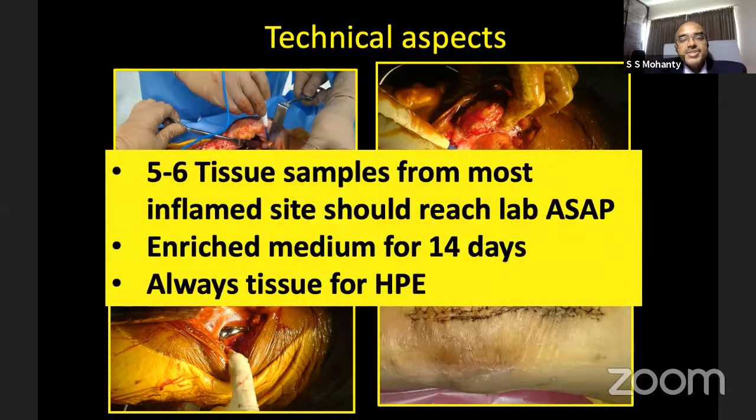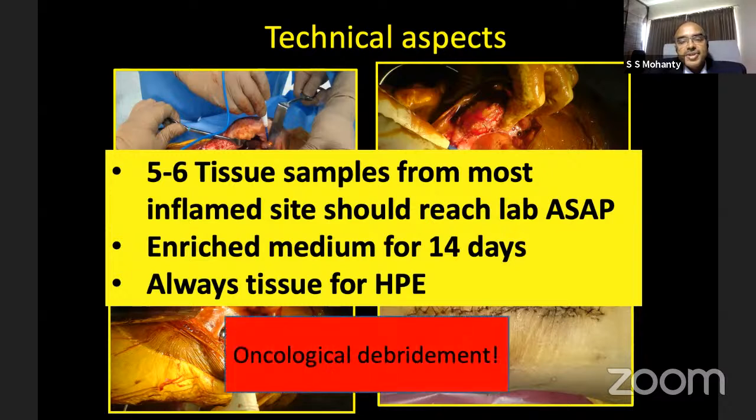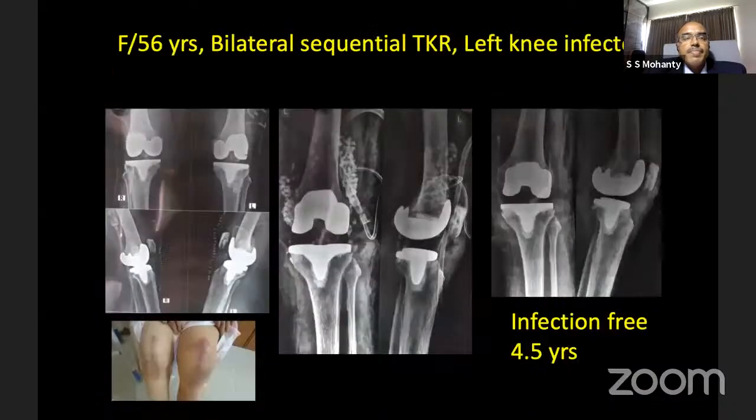So at least 5 to 6 tissue samples should be sent from the most inflamed site and should reach the lab as soon as possible. And the growth should be in an enriched medium for at least 14 days. And as I told earlier, the tissue is always sent for histopathological examination in these patients. And after you do a thorough debridement, the success of DAIR depends on how thoroughly you do the debridement. That's what we tell, an oncological debridement is what is needed.